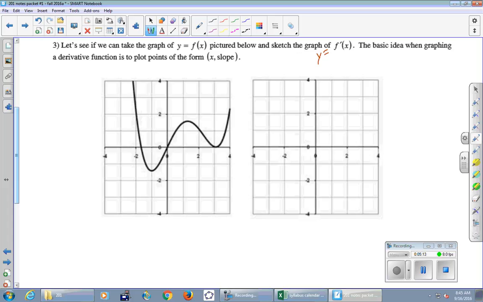And so the idea here is that for each input value, we've got an x, and we are going to plot on the y-axis the f prime, the slope of the tangent line. That's what it says here. We are plotting points of this form: x, comma, slope of the tangent line. So let's take a look at the given graph.